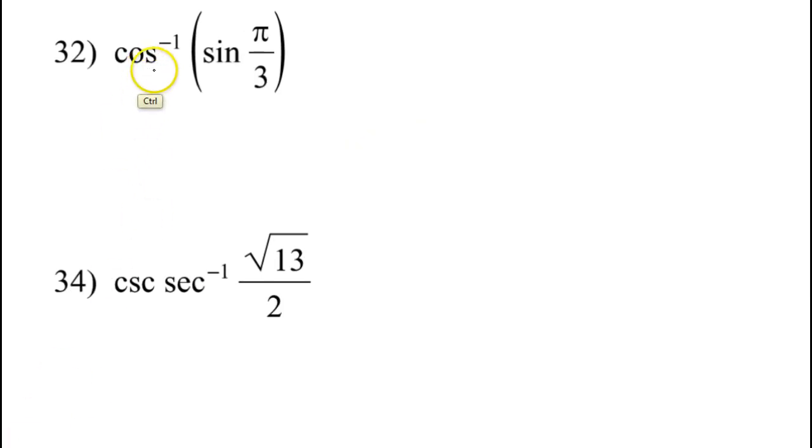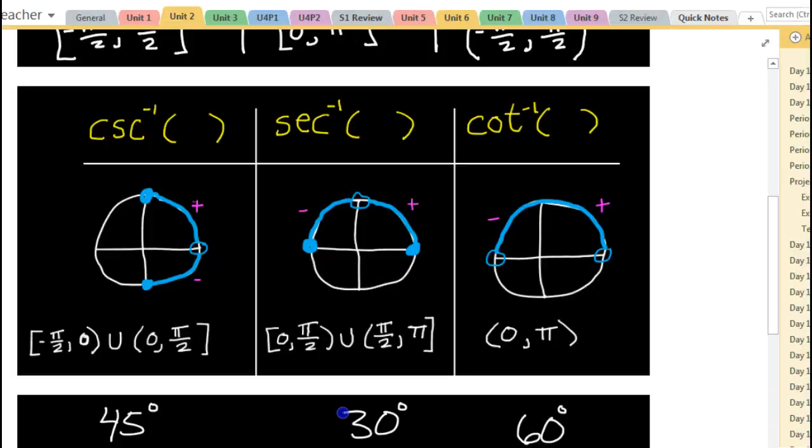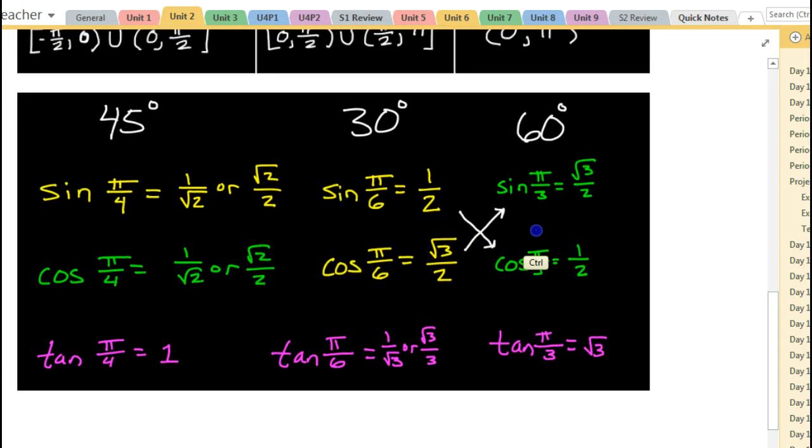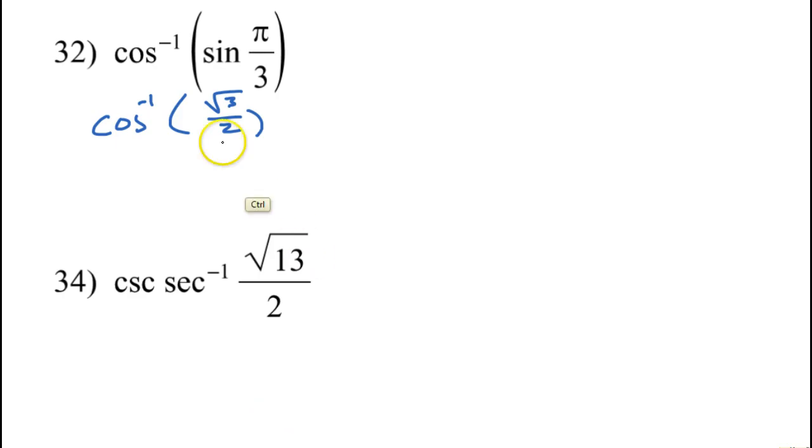Okay, for this one, the sine of pi over 3 is something that we actually know the answer to. So we can just go ahead and do that. So I'm going to have the inverse cosine of, but the sine of pi over 3 is radical 3 over 2. Okay, that's just something that we memorized. So now we can go ahead and deal with this.